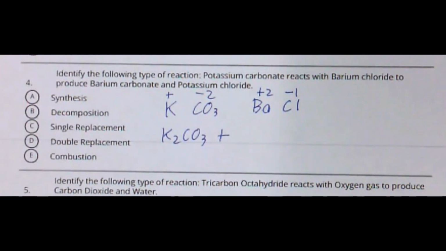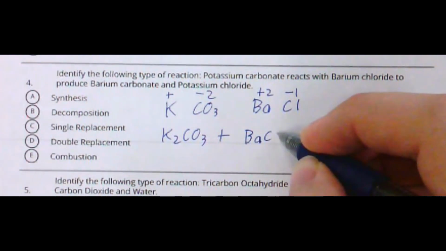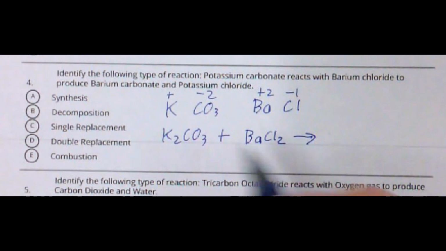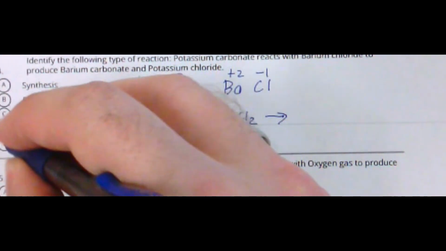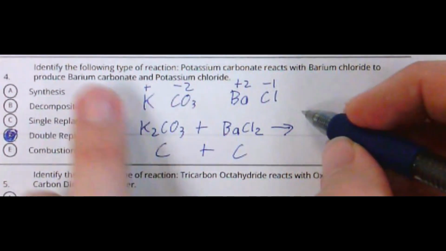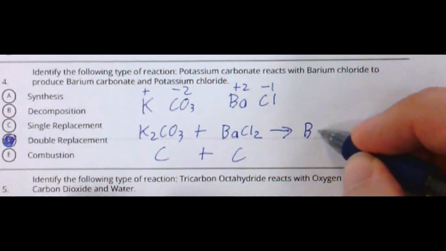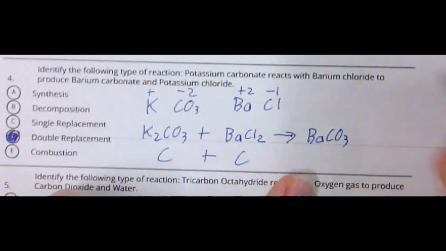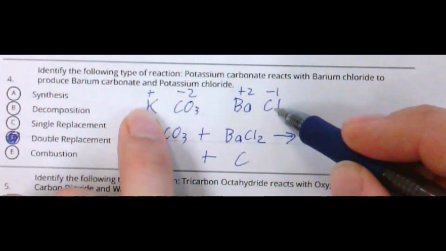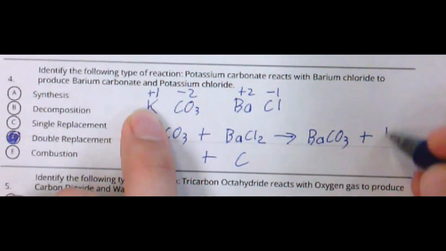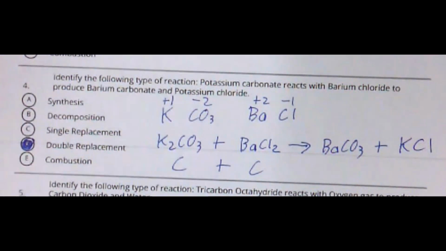You should be able to pull that up like nothing. Crisscross, you end up with BaCl2. Right off the bat, you can tell that is a double replacement because it's compound plus compound. But just for fun, let's work out the rest. Barium carbonate. So barium and carbonate are coming together. You crisscross those, you're going to end up with BaCO3, or bacon. It does spell bacon. Potassium chloride, this is plus one, negative one, crisscross, KCl. No, these are not balanced, but again, they didn't say balance.